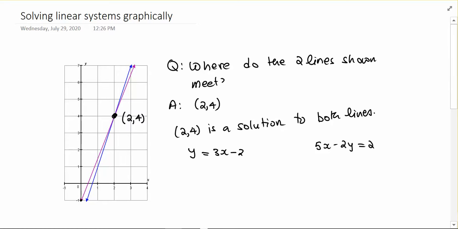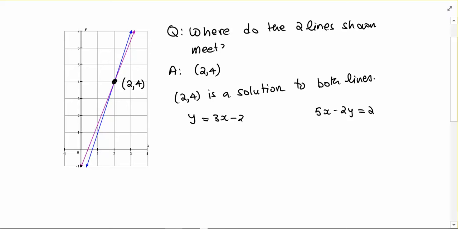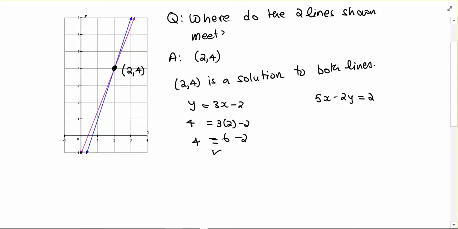So is 2, 4 going to work out in this? Well, let's put in 2 and 4 for x and y and see if they work. So x is 2, y is 4, that's 6 minus 2, and that seems to work. How about in this one? Well, x is 2, y is 4, that's 10 minus 8, and indeed that seems to work. So 2, 4 is indeed a solution.